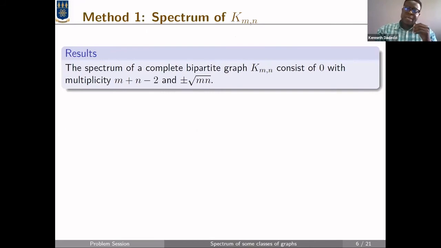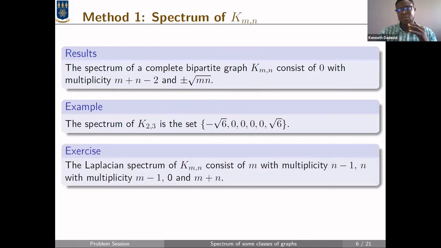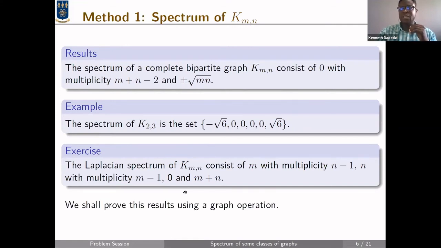Basically, we can employ the same or similar methods. For example, if you have knowledge of just the sizes of the two parts, the number of vertices in each set, you don't need to compute the whole thing, you can easily say everything about the spectrum, and that's nice. The spectrum is given to you easily. We can also employ a similar method to compute the Laplacian spectrum, but maybe I'll leave that as an exercise, and I will prove these results later using the other method.